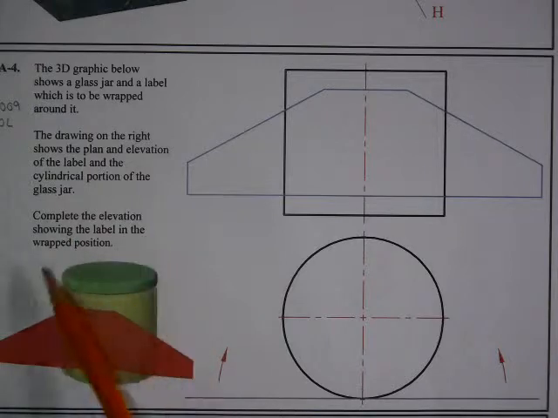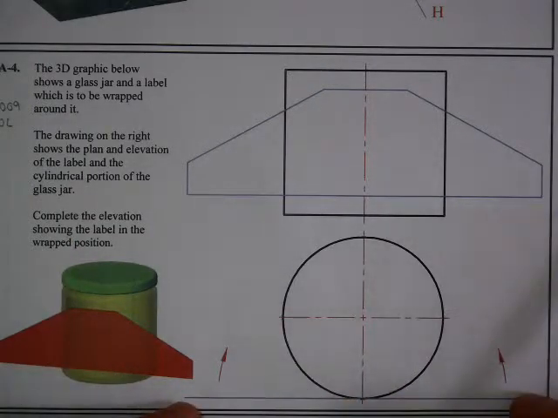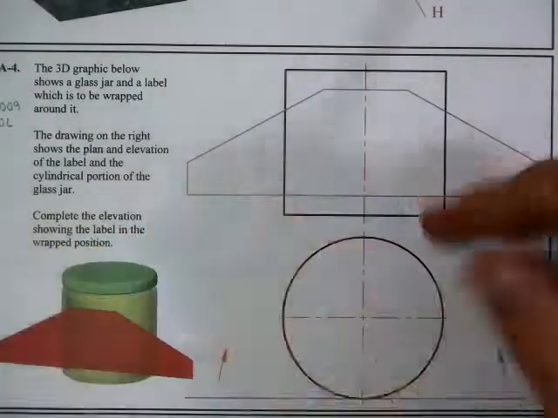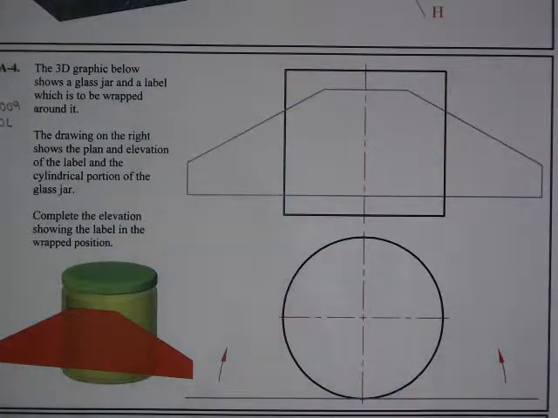Complete the elevation showing the label in the wrap position. So at the moment the label is in the open position as shown in the 3D graphic. We have to wrap that around. Now this is like in the developments, when you had a curved surface. Did you draw an exact shape of the development, or was it an approximation? Approximation, because when you had a curve you divided it up 30-60 and you took the straight line distance. We'll be doing the same here, right?